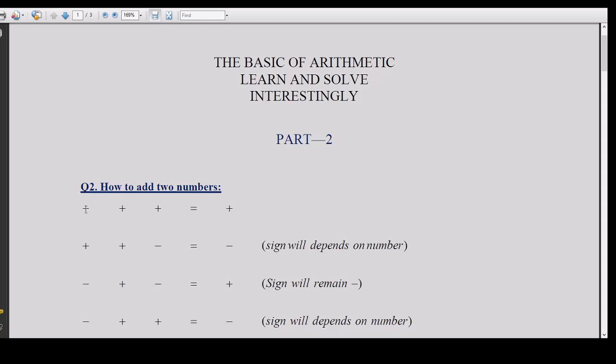If both of these two numbers are positive, then you have nothing to do. You just add those two numbers. Clear? You just add those two numbers. The second situation is when one number is plus, the other number is minus. Plus with minus will be minus. That means you have to subtract those two numbers.